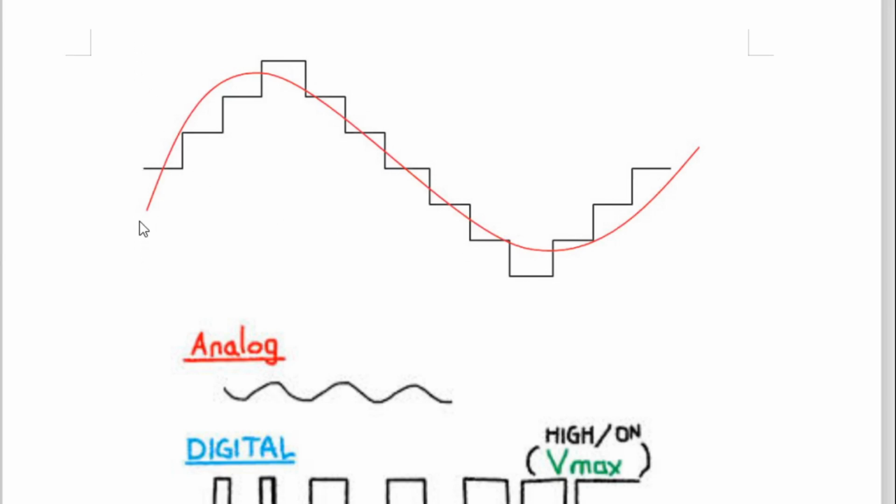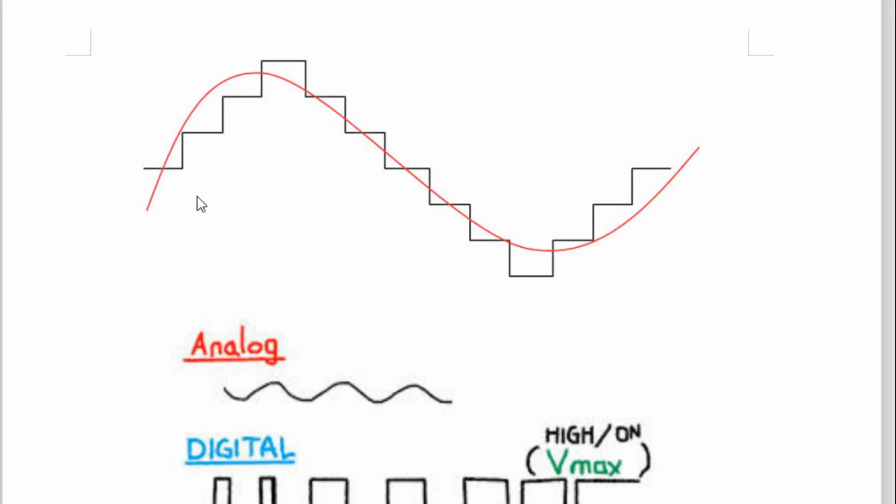As per our understanding, an analog signal is a signal which continuously varies with respect to time, meaning the voltage on the y-axis continuously varies. It is also said that in case of an analog signal, the value of the voltage at every time is different. So here it is continuously varying.